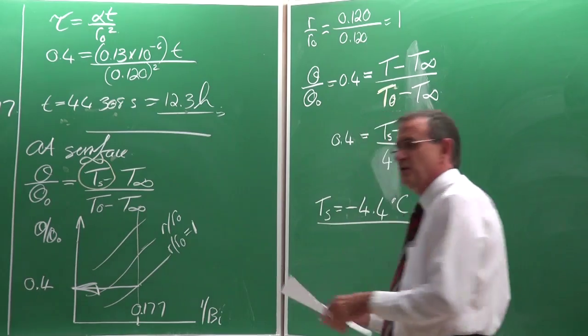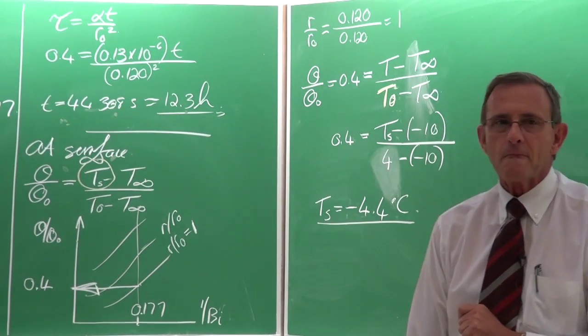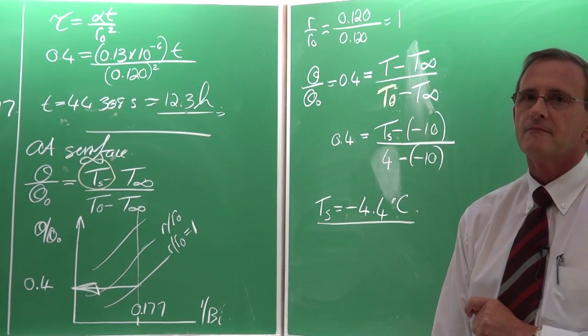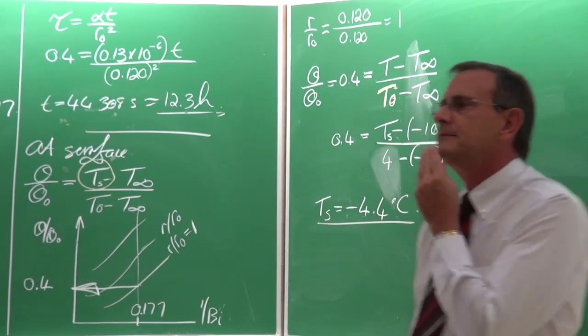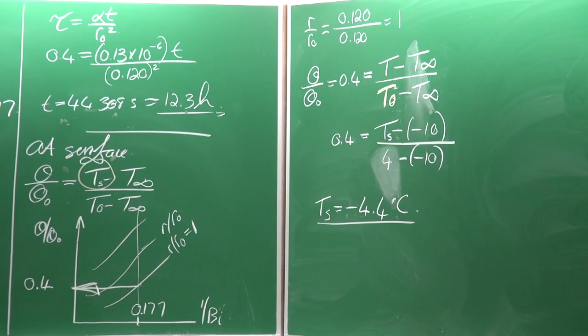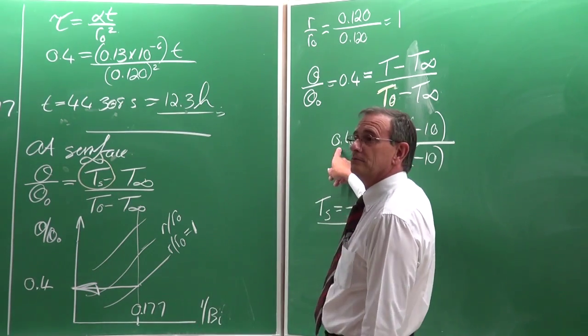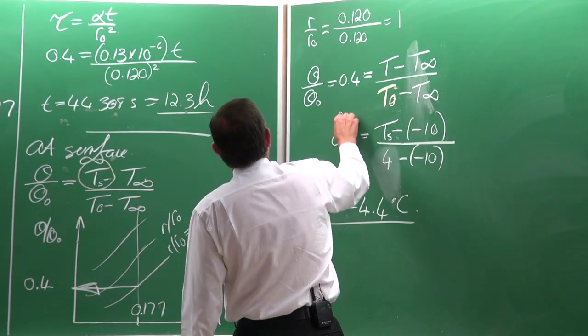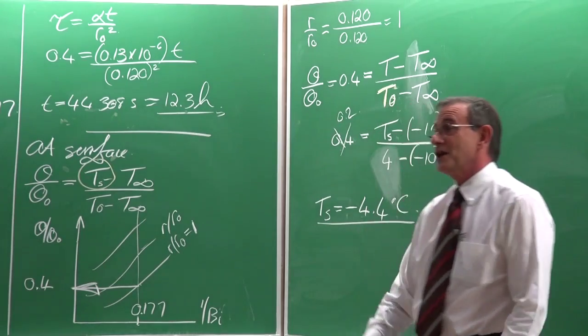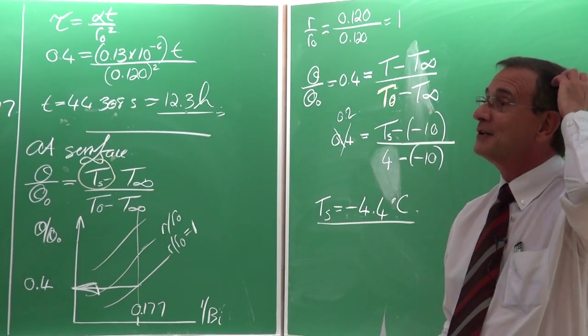Previously, I think we got minus 7 point something. The reason for that is theta by theta 0 should be 0.2, you say. Okay? So you immediately see that you've got disagreement about it.